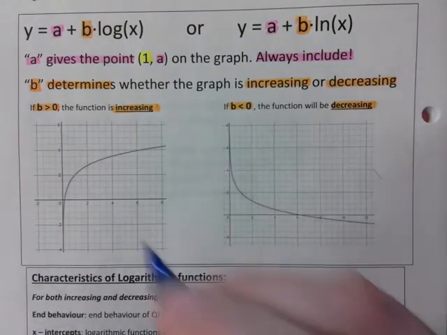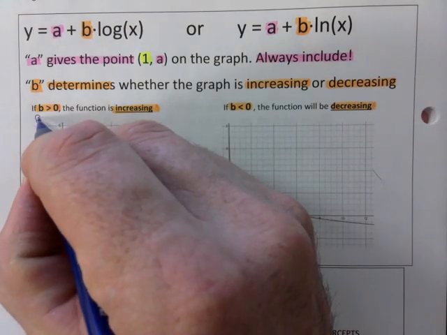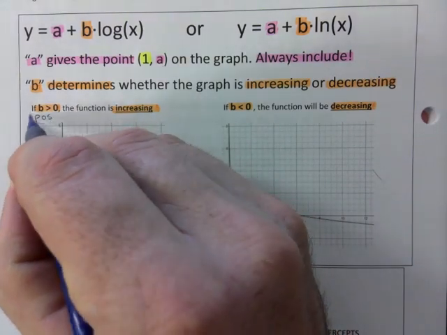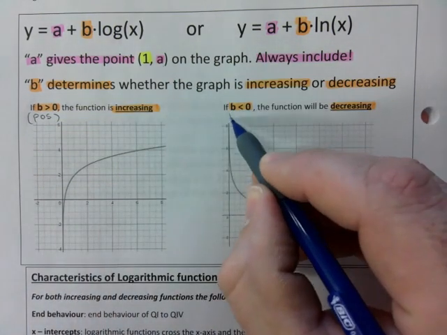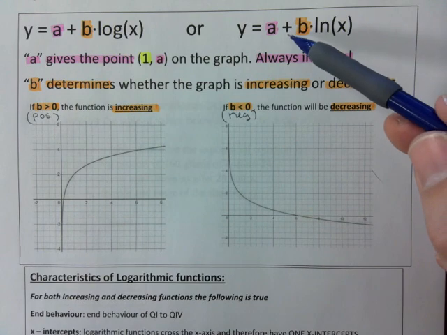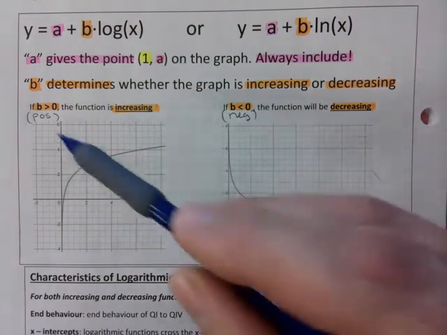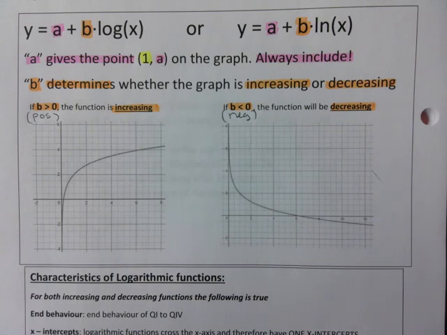So maybe I should say this. B bigger than 0 means positive, right? B less than 0 is negative. So same thing. If B is negative, so if you have a negative here, it'll be decreasing. If it's a positive, it'll be increasing.